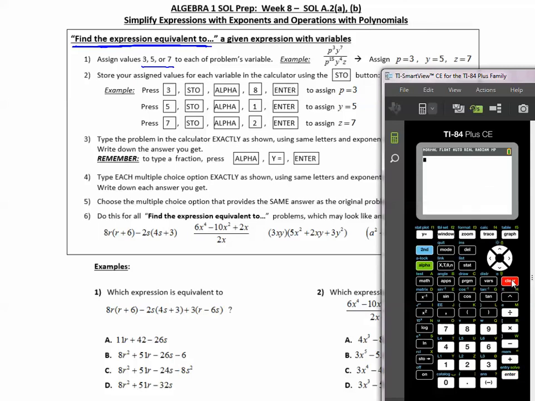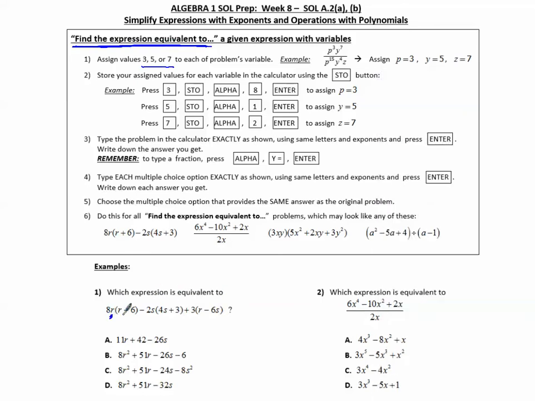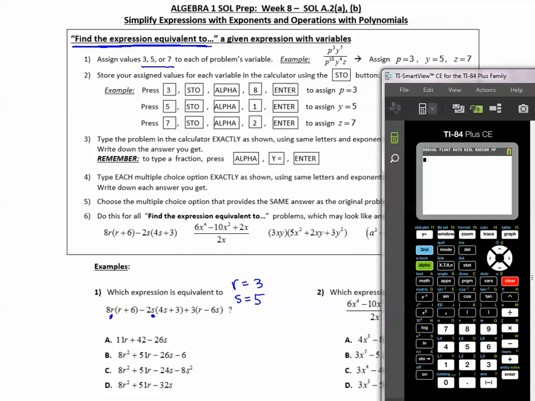I'm going to clear this, and then I'm going to note, so that I don't forget what I'm doing, that the variables in this are certain numbers that I want. So which expression is equivalent to, I see an R, I see an S, and those are my only two letters. So I'm going to say I want R to be 3 and S to be 5. I'm always going to store starting 3, 5, 7, and if I have more variables after that, I can use other letters or other numbers higher than 7 as well.